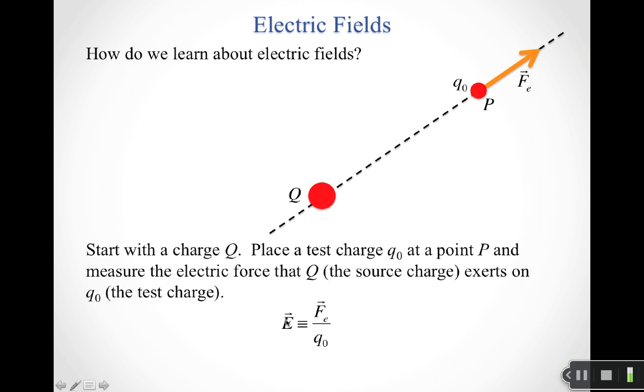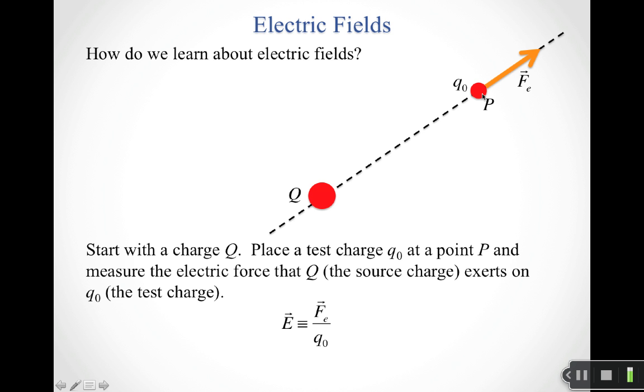So the reason this becomes useful is that we define the electric field to be the force felt by our test charge, where we then divide out the test charge. The fact that we're dividing out our test charge means that it doesn't matter what charge we use. Our force is going to depend on two charges, both the source charge and the test charge, but we're dividing out the test charge so that the electric field just depends on the source.